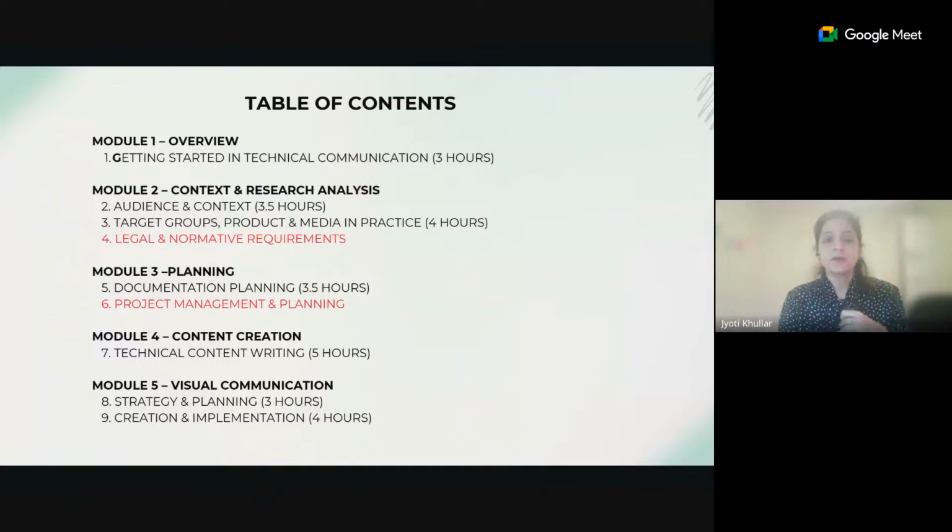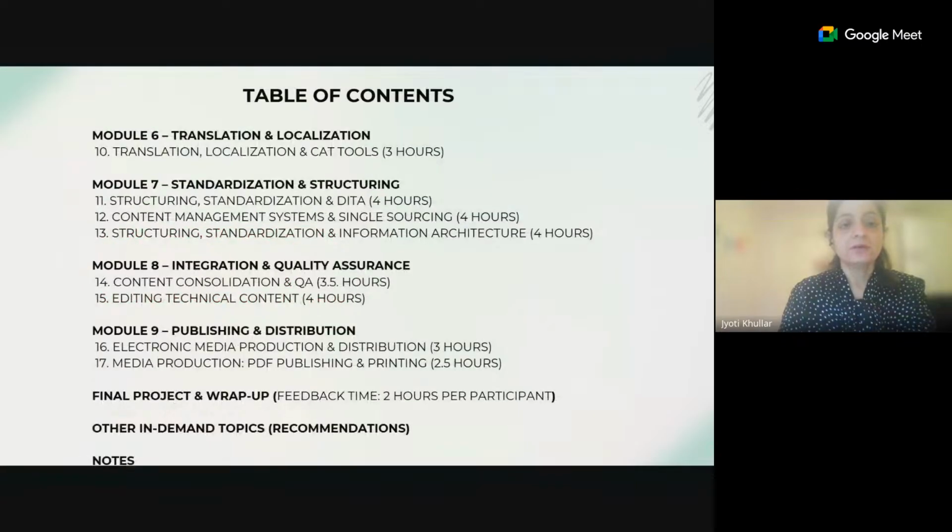And yes, visual communication: how to decide where, what are the factors that you should be keeping in consideration while creating the visuals, and how to place them in the documentation. All those things are also going to be covered here.